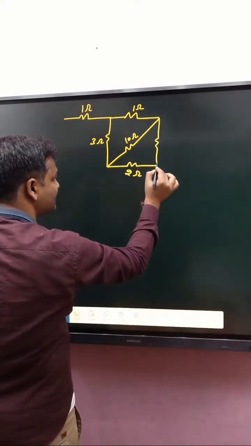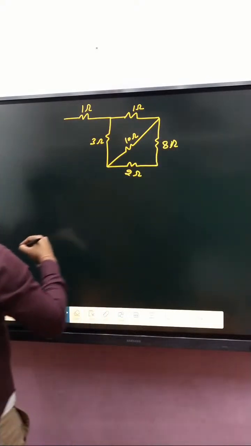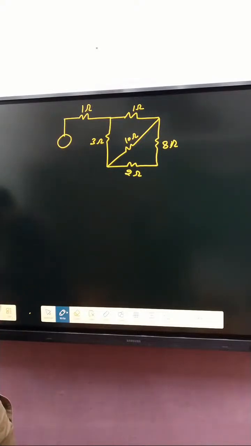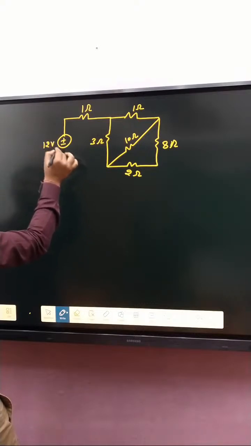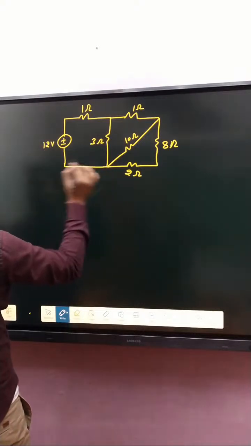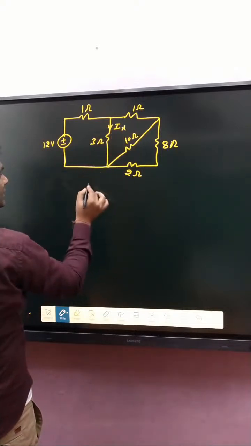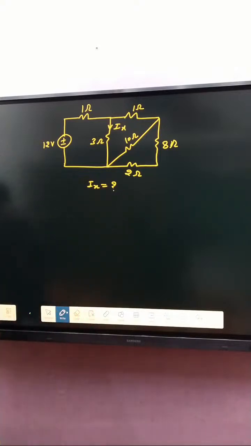And here a resistance is connected, that is 8 ohm. Sorry, that is plus minus 12 volt. And here Ix. So what about Ix? Everyone try first, then I will do.